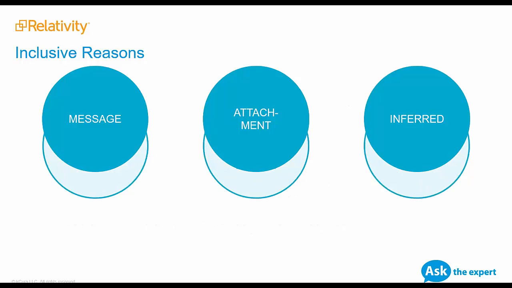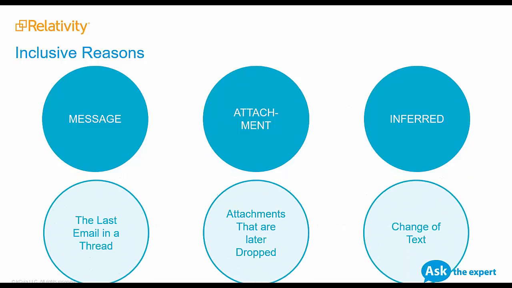So just a quick review of the types of inclusive reasons. Typically, or often, you'll see the message, that's when it's the last email in the thread, so it's containing the text of the emails that came before it. Sometimes an email in the middle of the thread will be marked as inclusive due to attachment, because it has attachments that might have been dropped later in the thread, so you need to go back and review that email because it has attachments that don't appear elsewhere.